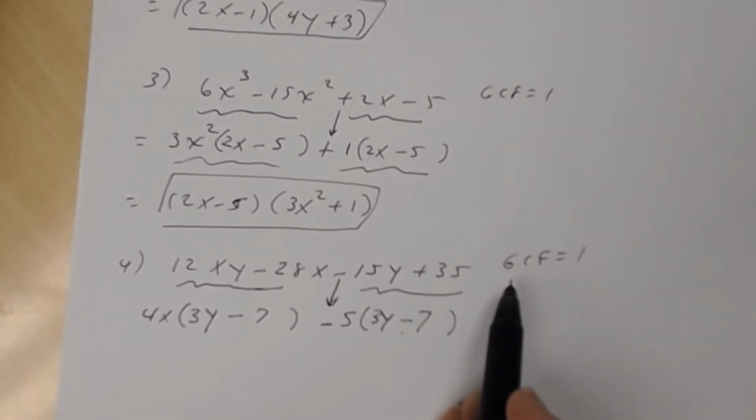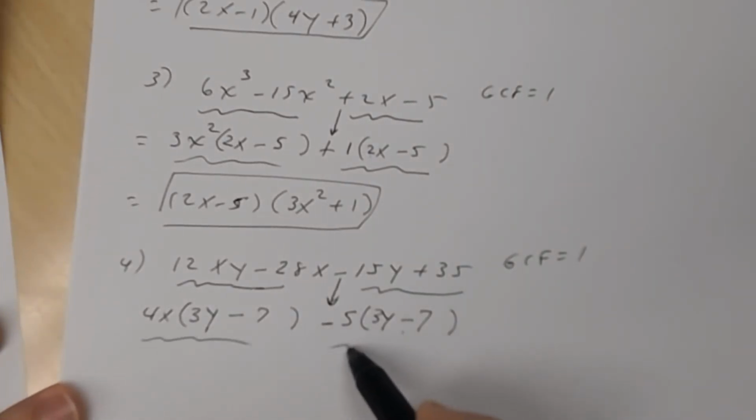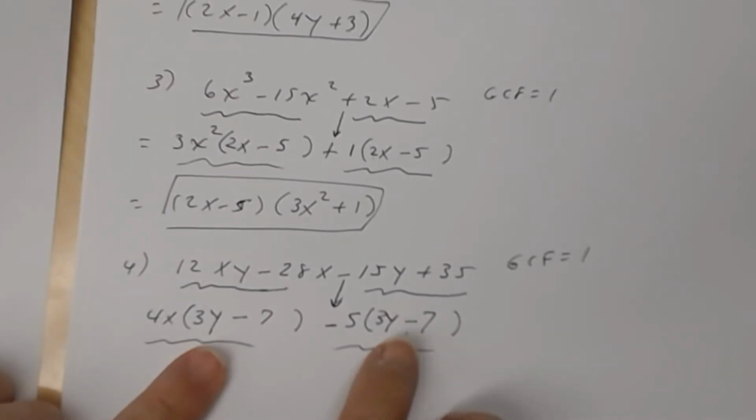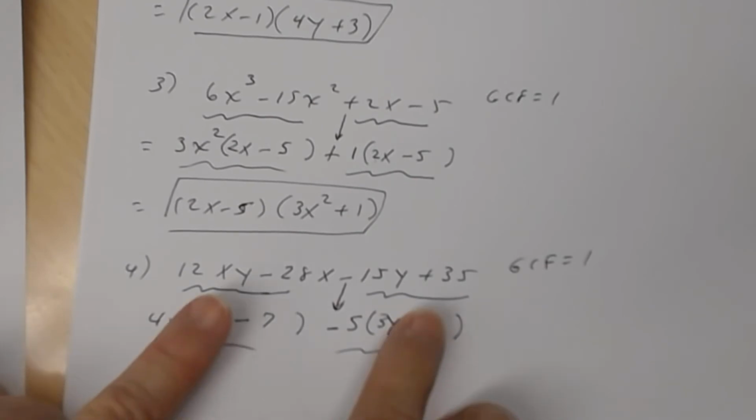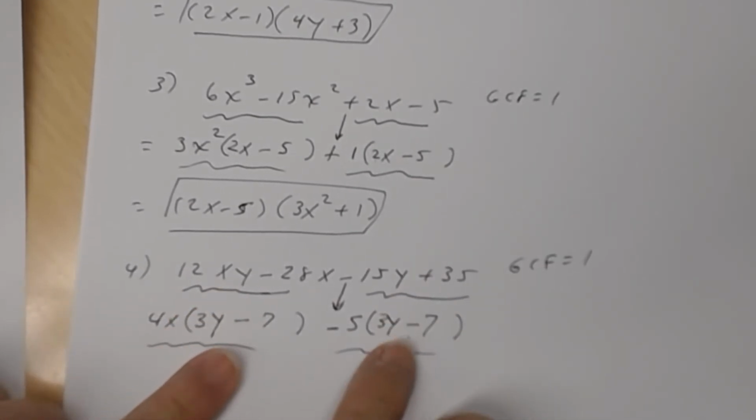Now, since remember I was grouping the first two, and I was grouping the last two, notice that these two groups, when I looked at the GCF of each group, now have a common factor.